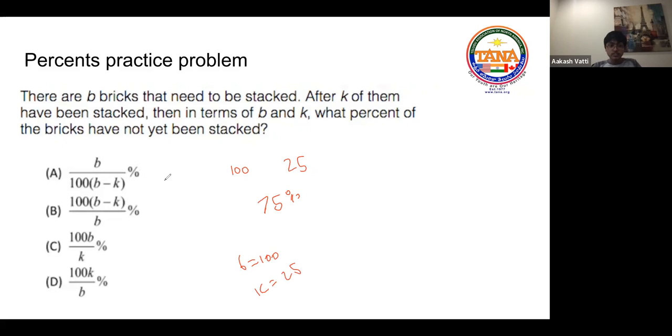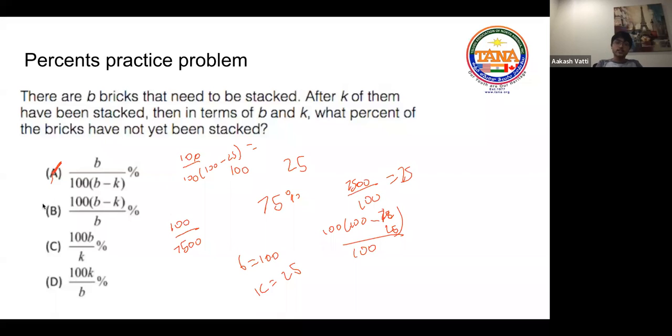So when you plug in the numbers for each of these, you have 100 over 100 times 100 minus 25. That is 100 over 75,000. That is not equal to 75. So A would be crossed out immediately. 100 times 100 minus 25 over 100 is 7500 over 100, which is 75. So our answer would be B immediately.